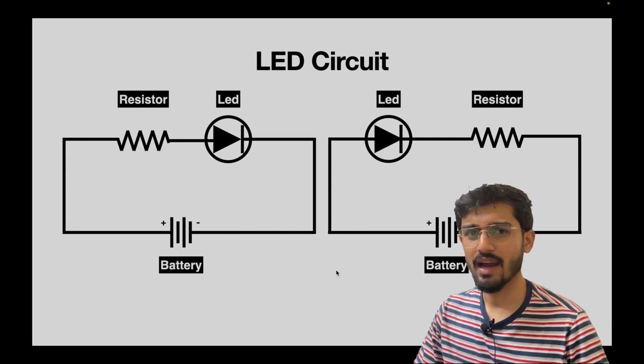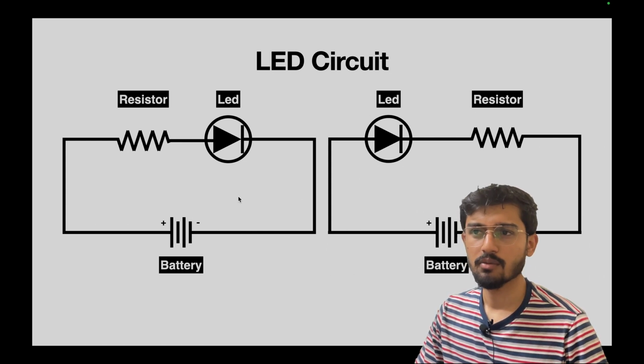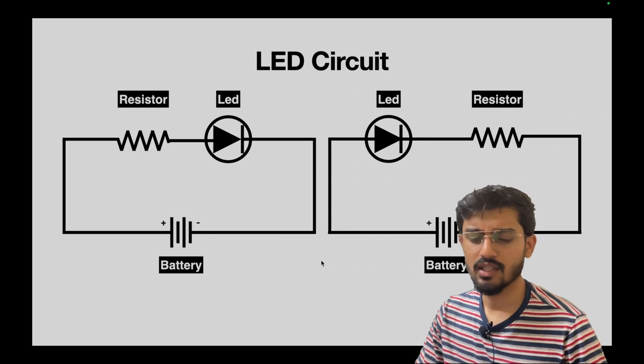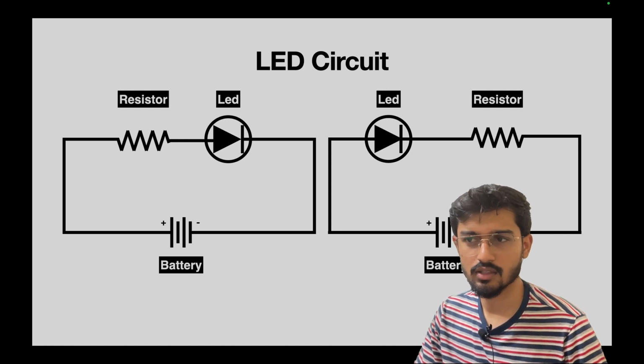So if you had an option to pick between placing the resistor before the LED or placing the resistor after the LED, I would say pick any. My personal preference is the first one. I usually try connecting the resistor before the LED, but it's up to you. So let's now start building the actual circuit.